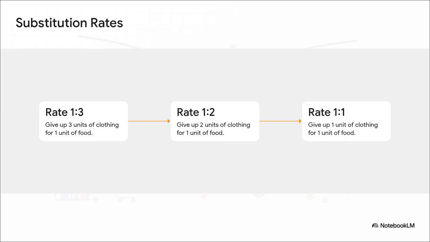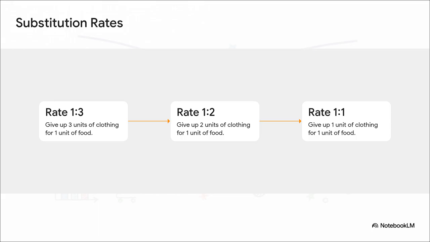Let's actually break down that diminishing rate step by step using our earlier data. Moving from combination A to B, to get just 1 more unit of food, you were willing to give up 3 whole units of clothing. That is a substitution rate of 1 to 3. But to get the next unit of food, moving from B to C, you were only willing to give up 2 units of clothing. And for the next unit, only 1.